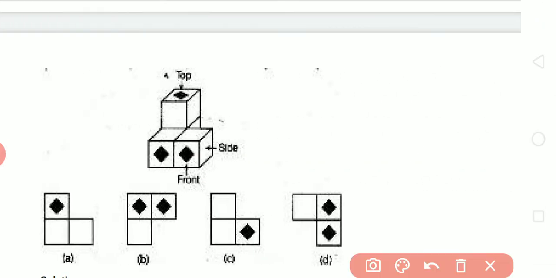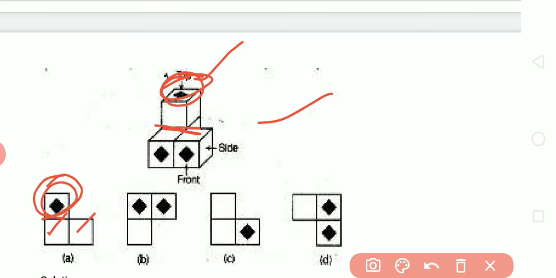We have to find out the top view. You can see the top view, right? From the top we can see this one, and the diamond is on one face of the cube, and the other two faces of the cube are blank. So let us check which of the following options shows the top view of the same pattern that we have given here. Here we can see one diamond is on the face of a cube, and two faces are not having any design, so A is the right answer.